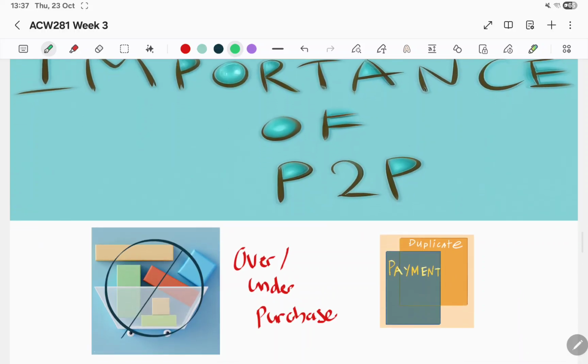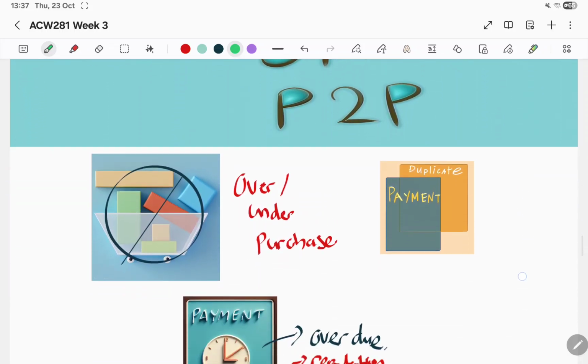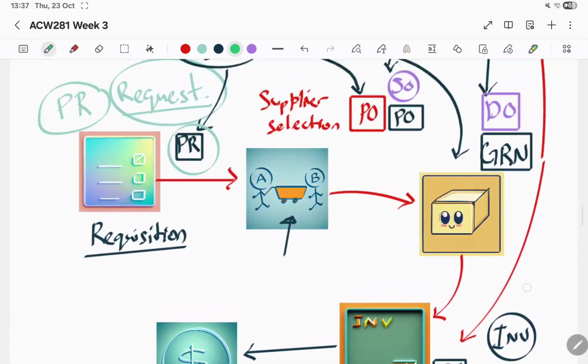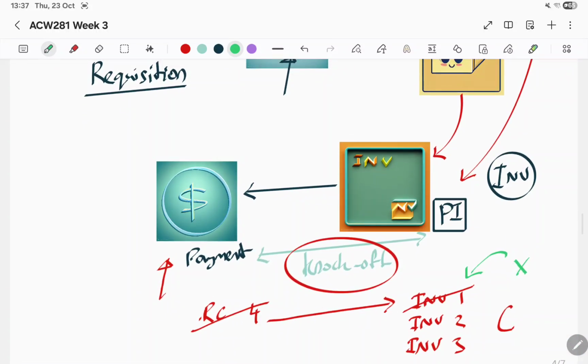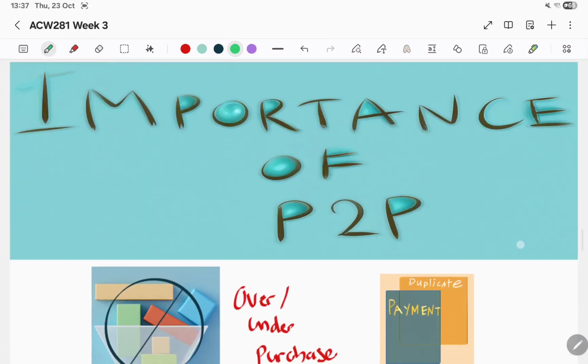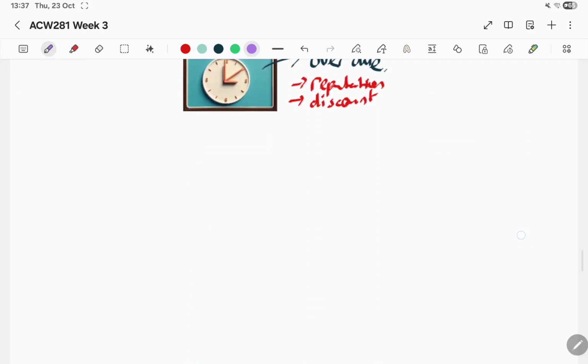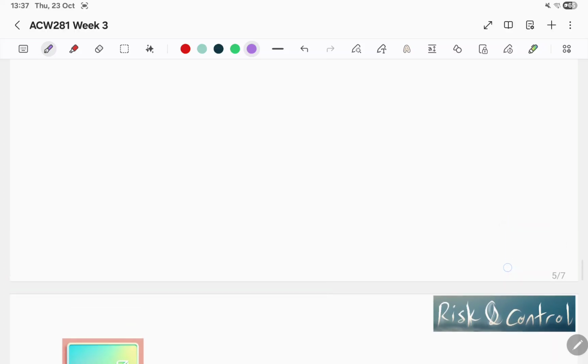And this is why it is important to have a P2P process, right? And it goes back again to two things over here: the system and the process. All right.